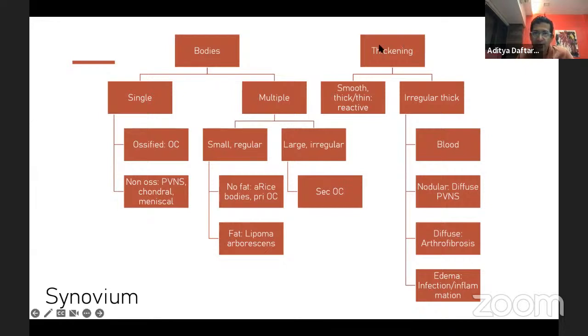And when we think about synovial lining, if it is thick or thin, but it is smooth, then we call it reactive. If it is irregular and thick, but has dark components, then it could be because of hemosiderin staining from a previous hemorrhage. If it's nodular, you could think of the diffuse form of PVNS. If it's diffuse thickening, but not really very nodular, then you could think of arthrofibrosis. And if it's got edema associated with it in a heterogeneous appearance, then you think of infection or inflammation.